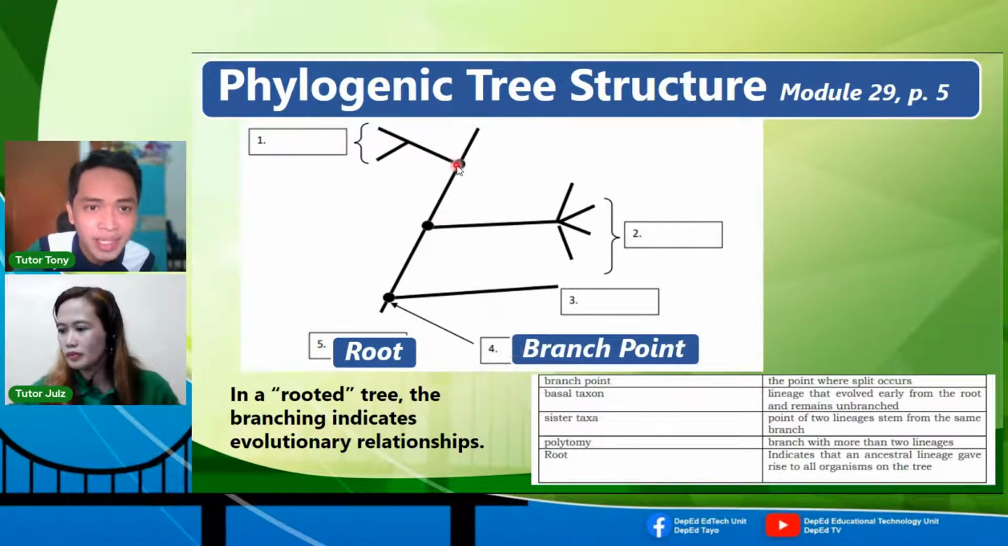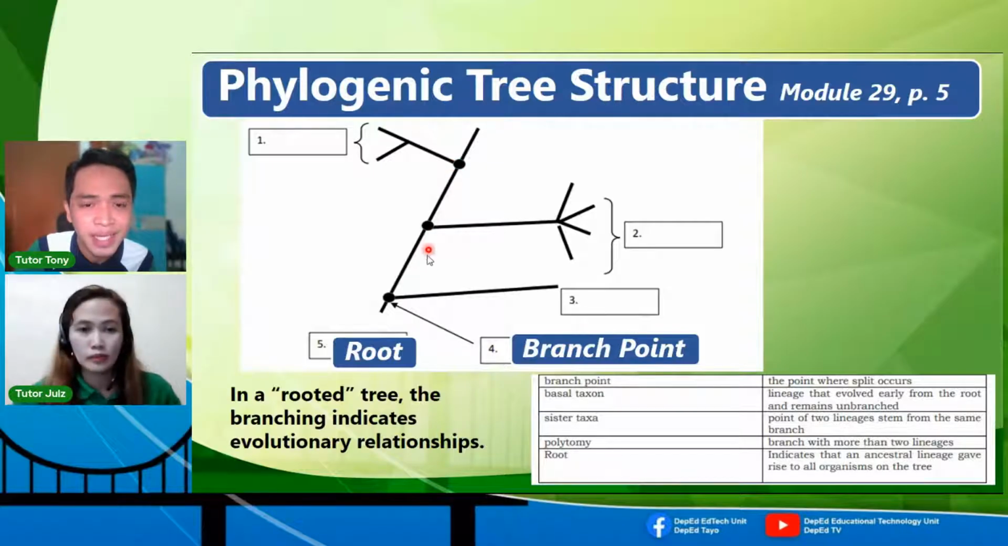The point where a split occurs or happen, nag-split na, nag-branch out na, ang tawag doon ay branch point. Ayan, yung mga points na yan, tandaan nyo yan kasi gagamitin natin yan sa activity. Ang tawag dyan ay branch point. It represents where a single lineage evolved into a new, distinct one. Kumbaga may bagong species na nga, right? Again, that is called branch point.